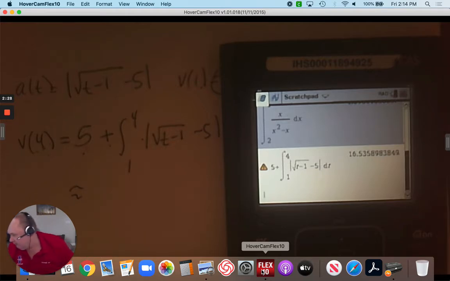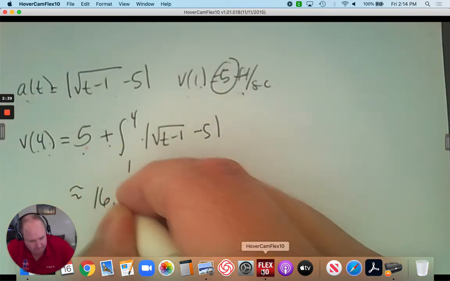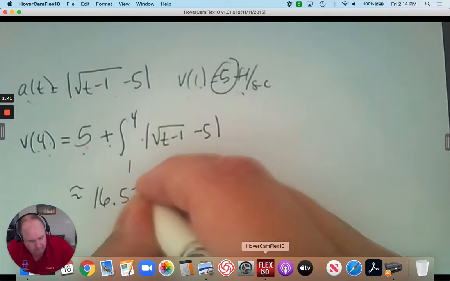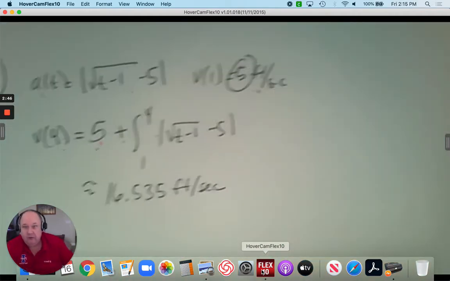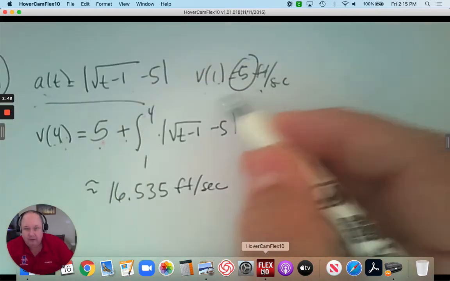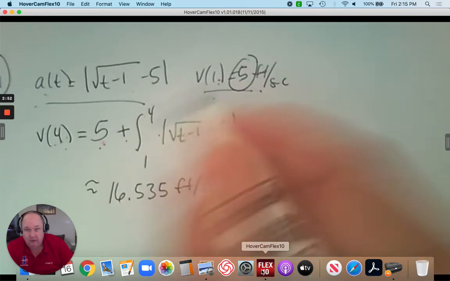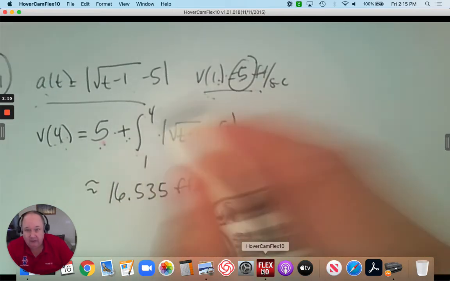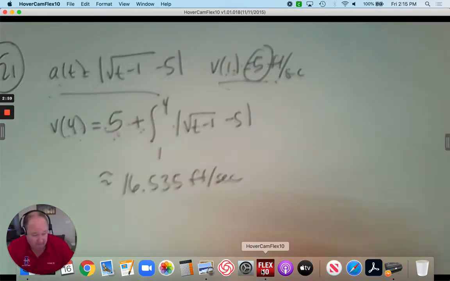Let's make sure that my answer key agrees with me. So 16.535. Perfect. And then the units are feet per second. So you're given acceleration. You're given a starting value for your velocity. So we start with the starting value, add, and we integrate the acceleration from 1 to 4, use your calculator, and we have our answer.